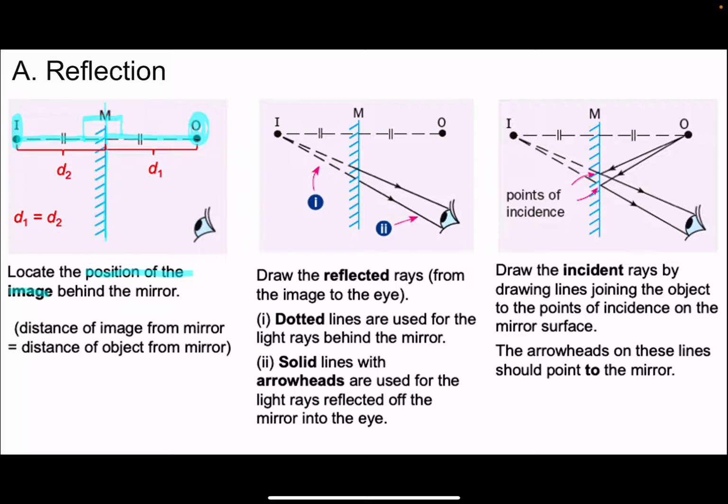Then you draw the reflected rays from the image to the eye. So behind the mirror, dotted lines. From the mirror onwards, straight lines to the eye. Then you draw the incident ray from the object to the mirror at the points of incidence. Okay. And that's how we draw ray diagrams for reflection.